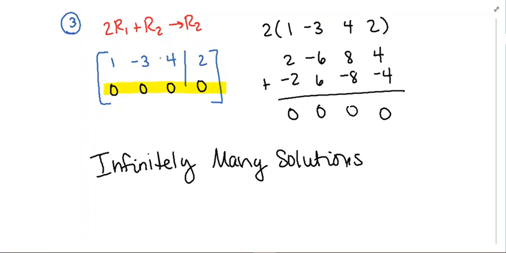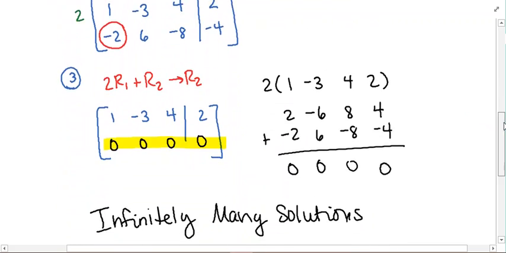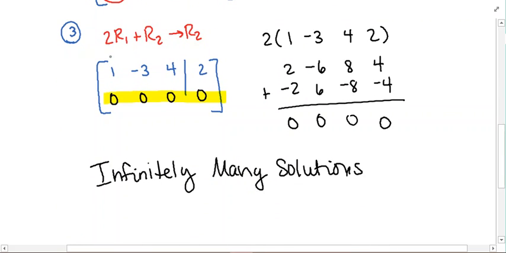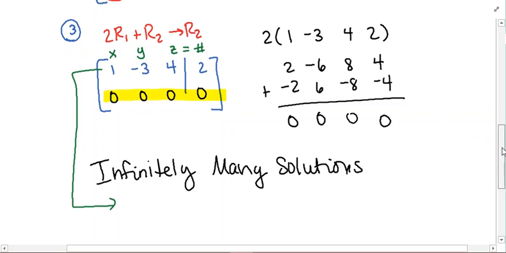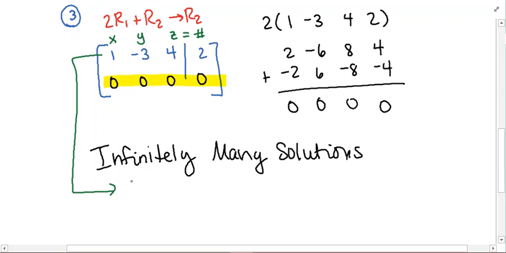So we're going to translate this first row into equation form. Remember what's going on here: you have three variables, x, y, and z. The first column is the numbers in front of x, the second column the numbers in front of y, the third column the numbers in front of z, then an equal sign and the number on the other side. So if we translate this first row back into equation form, that gives us 1 times x plus -3 times y plus 4 times z is equal to 2.